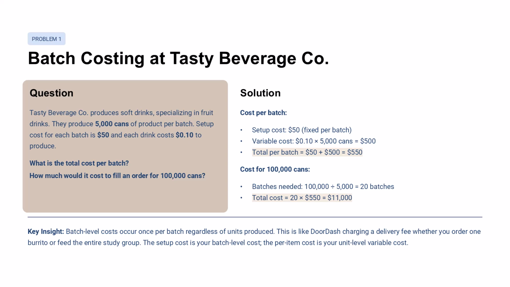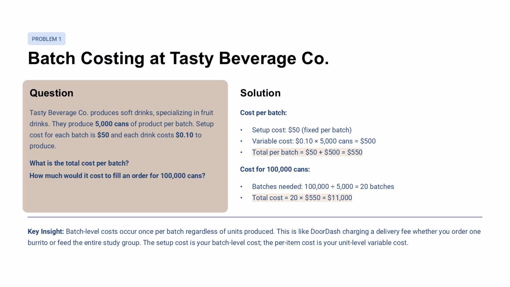Jeff Bezos built Amazon on understanding exactly this principle. In Amazon's fulfillment centers, every batch of orders processed through a warehouse section has setup costs. Workers positioning themselves, systems initializing, quality protocols activating. Then each item picked and packed adds incremental cost. Amazon's genius was minimizing batch sizes while maximizing items per batch, spreading that setup cost thinner and thinner.